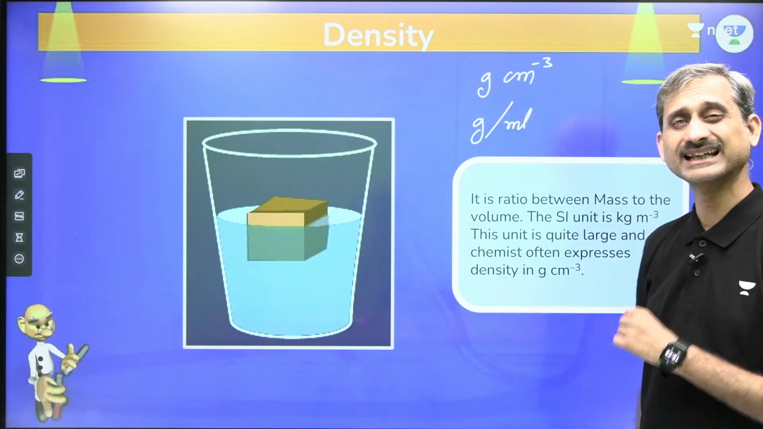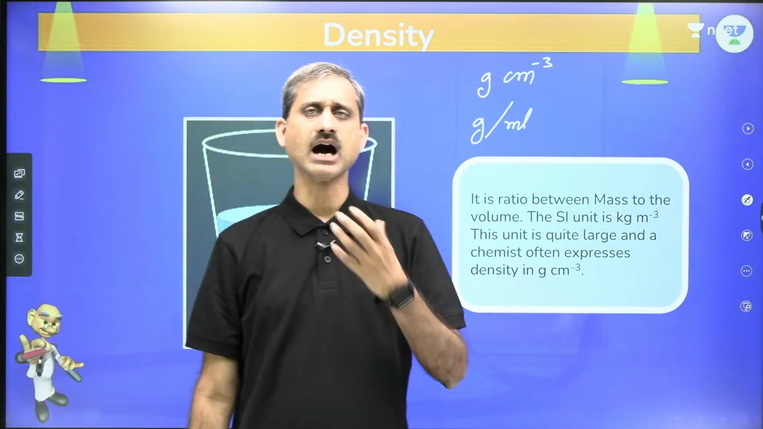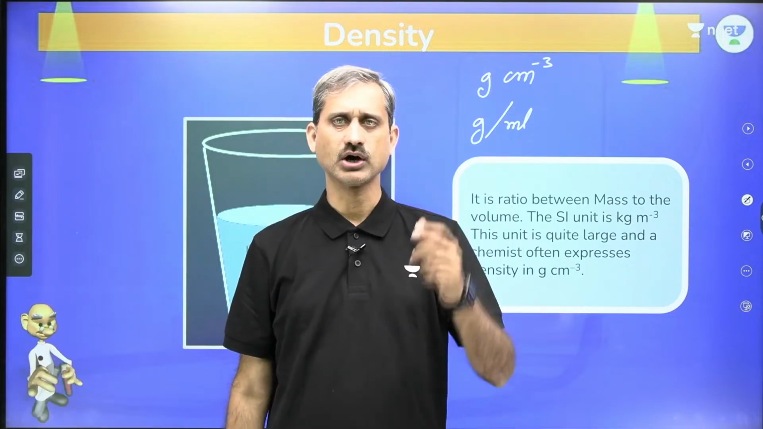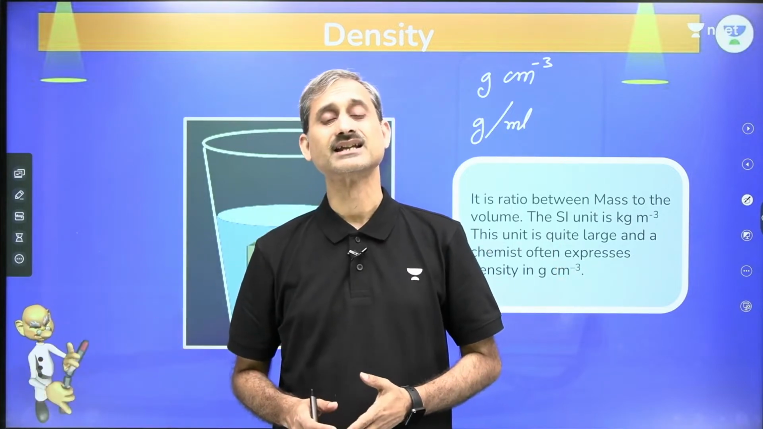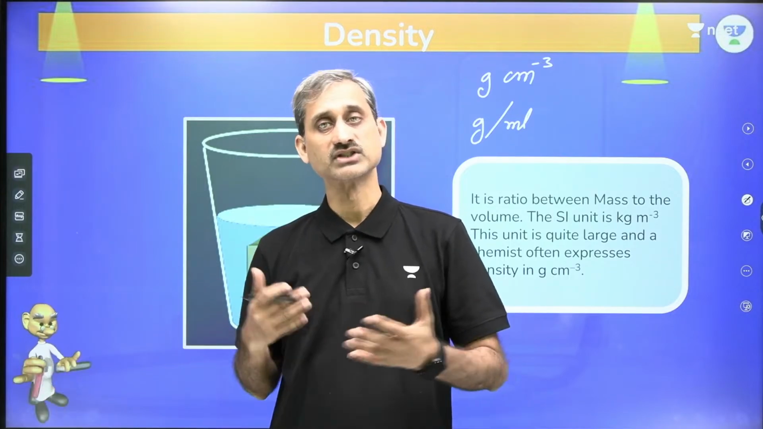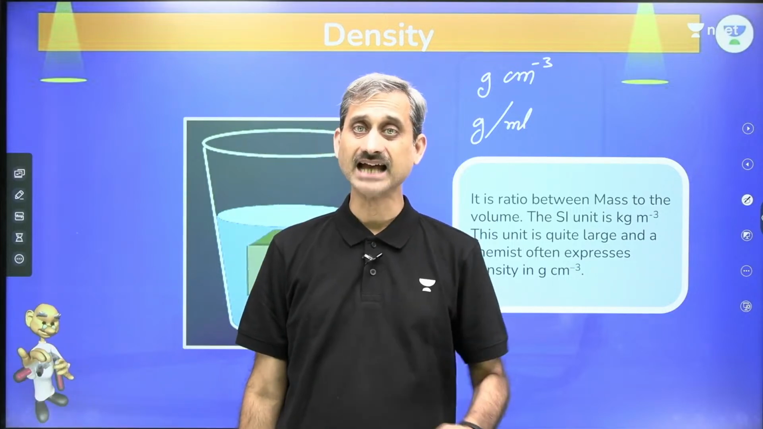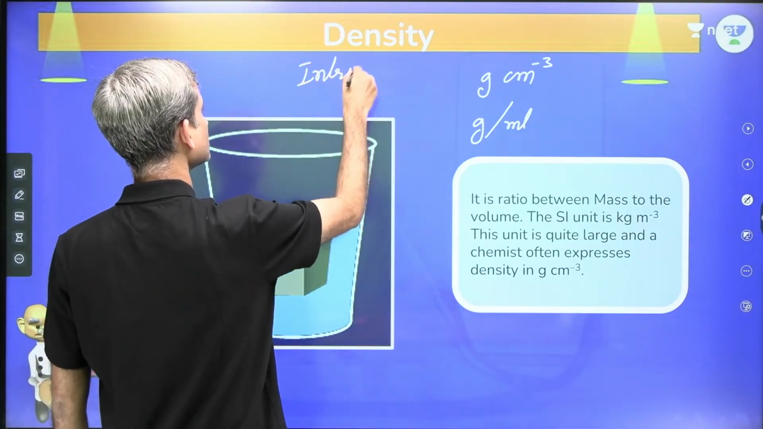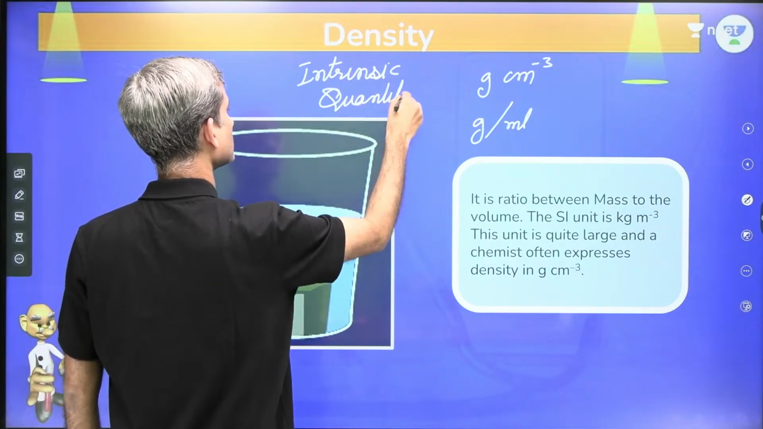Density is an intrinsic quantity. By intrinsic quantity, I mean that whatever the amount of the substance be, its density is not going to change. If you take water, a drop of it, or a liter of it, or an ocean full of water, still the density would remain the same, although the mass and volume are going to change. Mass and volume, which change with amount, are called extrinsic quantities, while density is an intrinsic quantity.